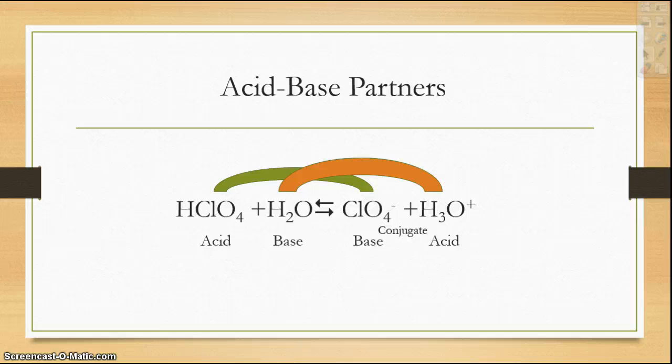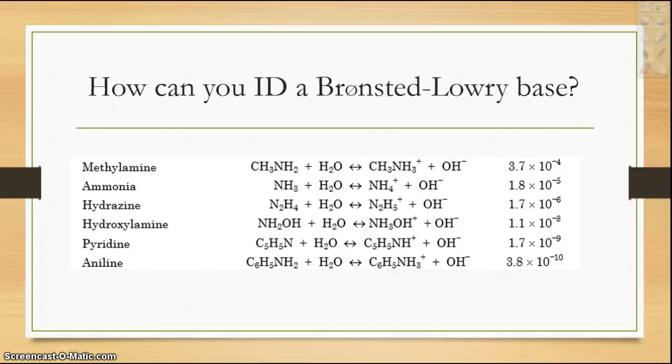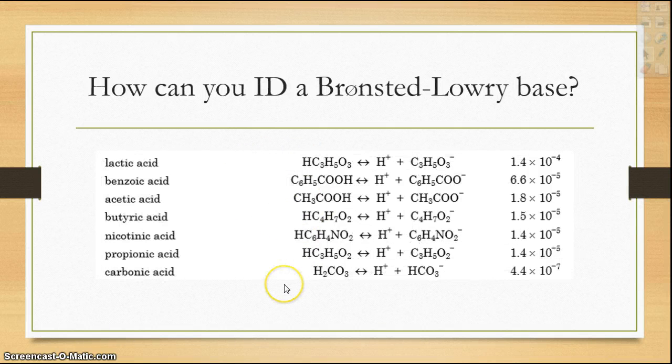So how can I identify a material if I gave you a list? Is this a Bronsted-Lowry base or not? Well, you could pull out A10, and you notice a lot of the materials have to react with water to produce the hydroxide ion. This one does not have a hydroxide ion. This one does not have a hydroxide ion. This one does not have a hydroxide ion. So you can use A10. All of these are Bronsted-Lowry bases.